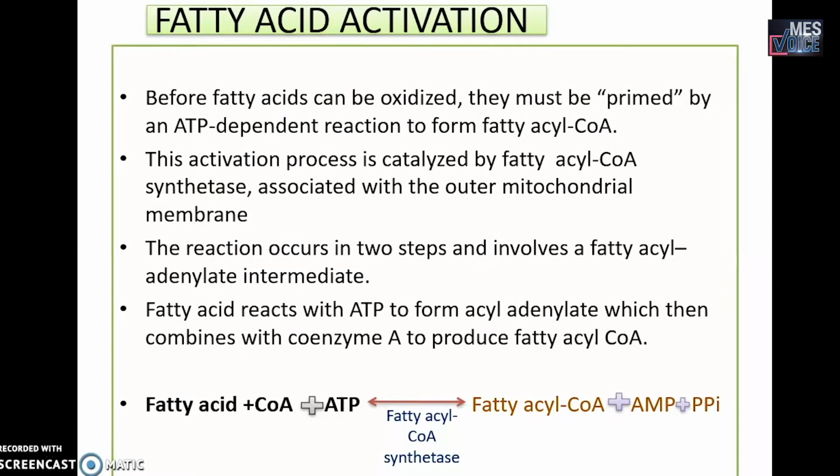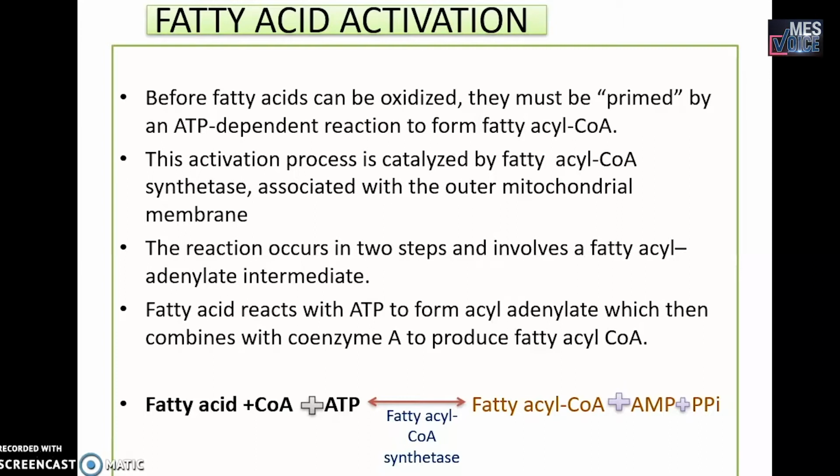So we can look into detail about the first step, that is fatty acid activation. Before fatty acids can be oxidized, they must be primed or activated by an ATP dependent reaction to form fatty acyl-CoA. This activation process is catalyzed by the enzyme fatty acyl-CoA synthetase associated with the outer mitochondrial membrane. The reaction occurs in 2 steps and involves the formation of a fatty acyl adenylate intermediate.